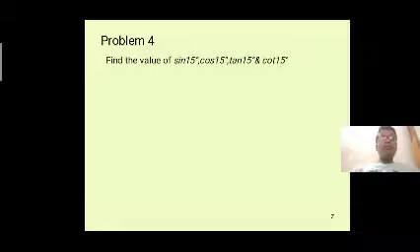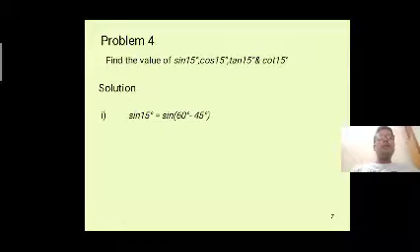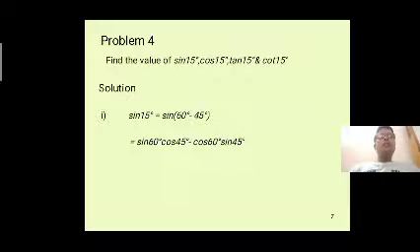The next problem, number 4. Find the value of sin 15 degrees, cos 15 degrees, tan 15 degrees and cot 15 degrees. Now we find sin 15 degrees. How to write the sin 15 degrees? Sin (60 minus 45). We apply the sin (A minus B) formula. We get sin A cos B minus cos A sin B. That is equal to sin 60 degrees into cos 45 minus cos 60 into sin 45.